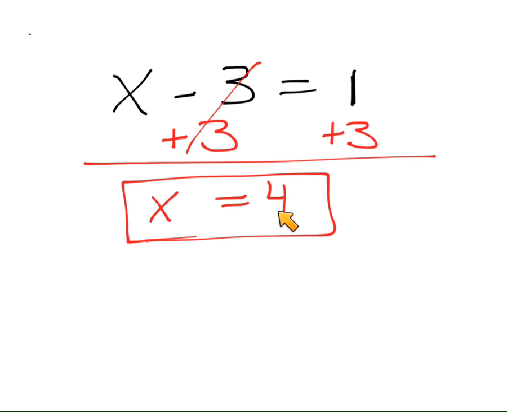And you can always check your answer by taking that number and plugging it back in for x. 4 minus 3 is 1. Right? That's a very simple example. Okay? It doesn't matter if the variable is on the other side.